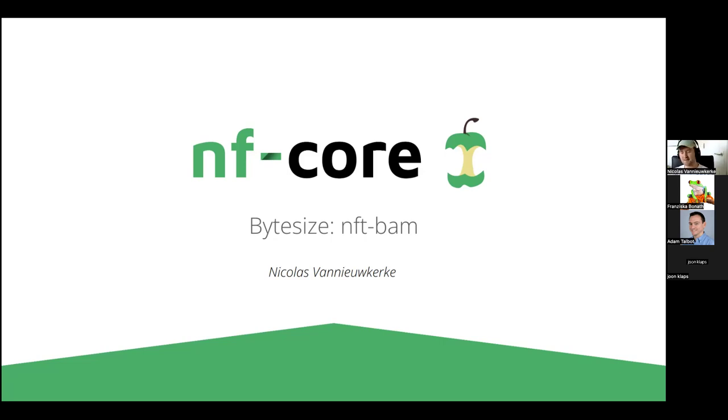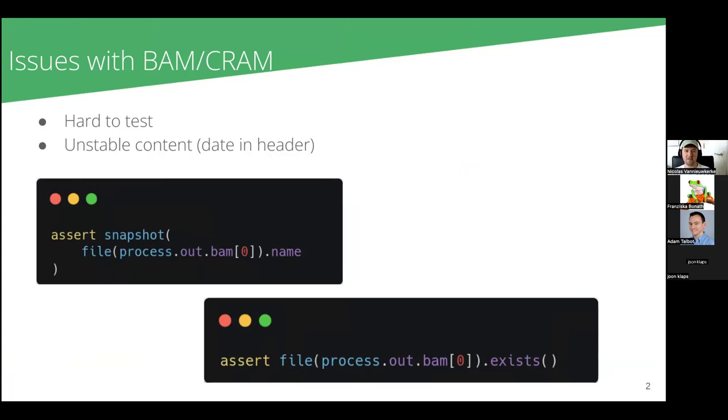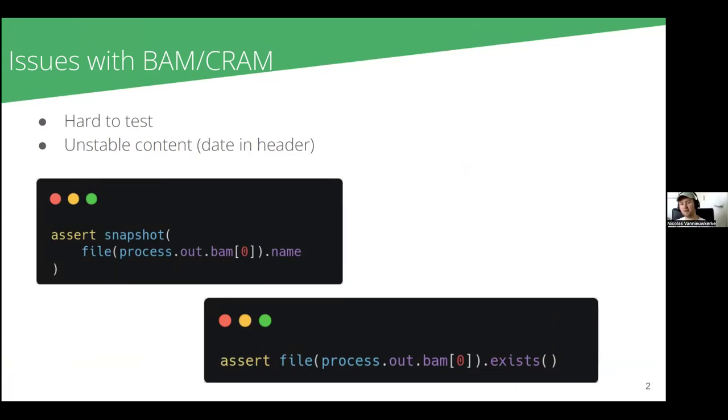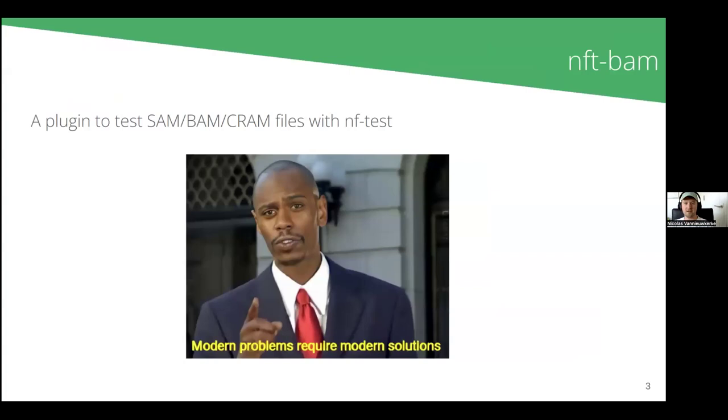The Bytesize today is about nft-bam. We usually try to test also the BAM and the CRAM files in our module tests, but it's very hard to test them because it's really hard to read the BAM and the CRAM files. You can easily read some files, but it's also a little bit difficult to parse the correct data from it. So what we usually do if the data in the header is unstable is test the file name or check if the file exists, but that's not really a good test to check the contents of the file. So as a solution, I created a plugin for nftest called nft-bam. It's a plugin that helps you parse and test the SAM, BAM, and CRAM files.